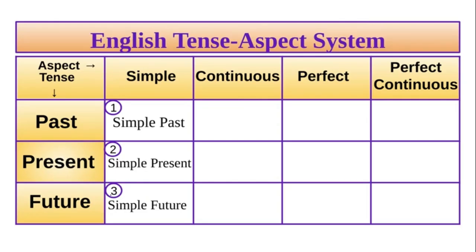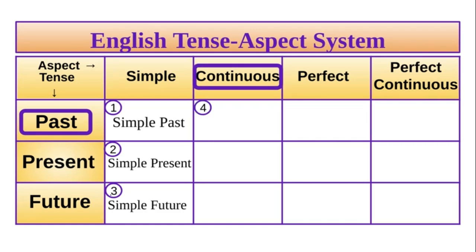As a reminder, only the simple aspect combinations are read stating the aspect first, and then the tense. Okay, so we have simple past, simple present, and simple future. For the remaining combinations, we read the tense first and then the aspect. Okay, our next combination, past continuous, also called past progressive.